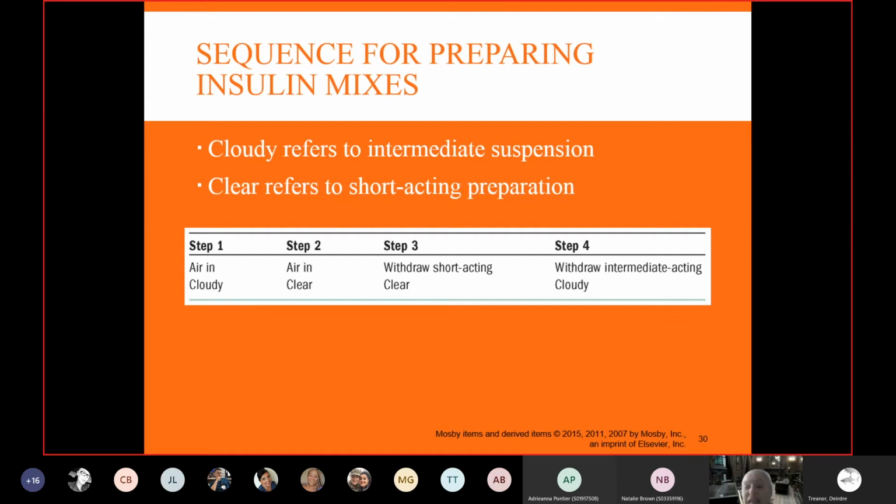And what insulin, guys, does not mix with any insulins at all? Exactly, long acting. Never, ever, ever mix your long acting.